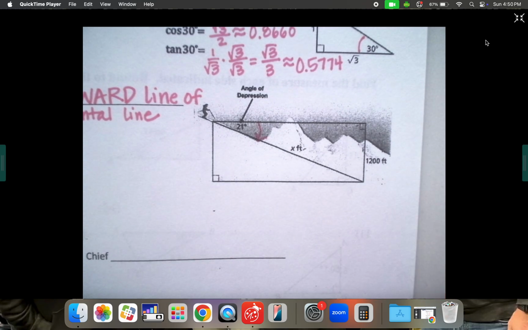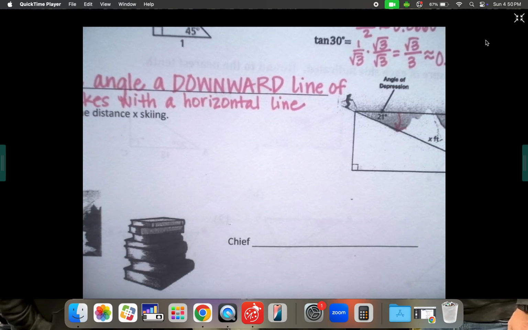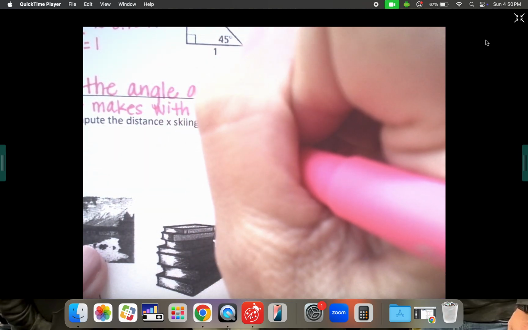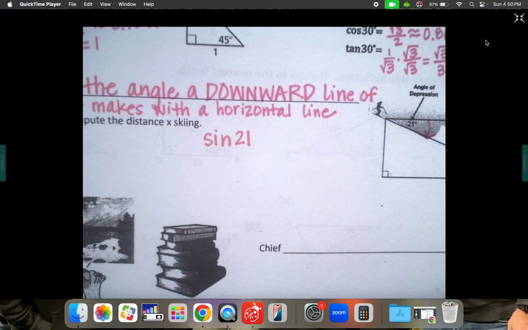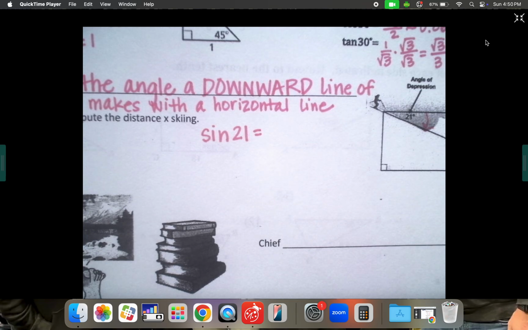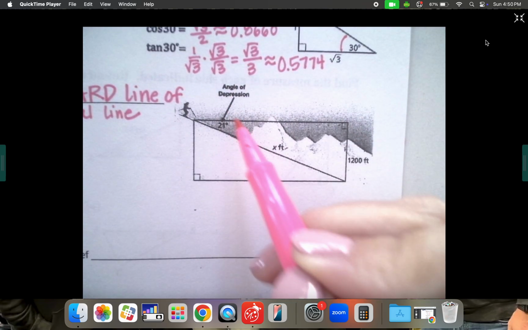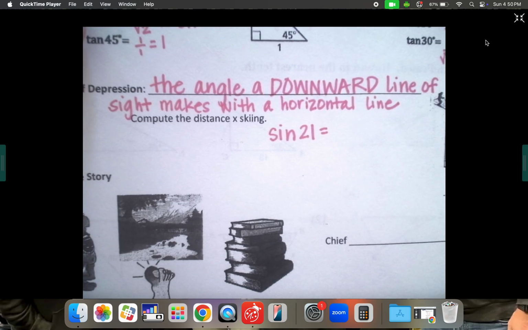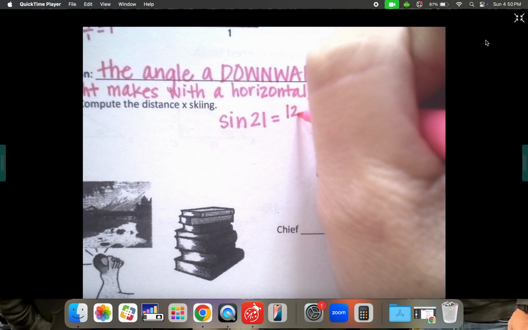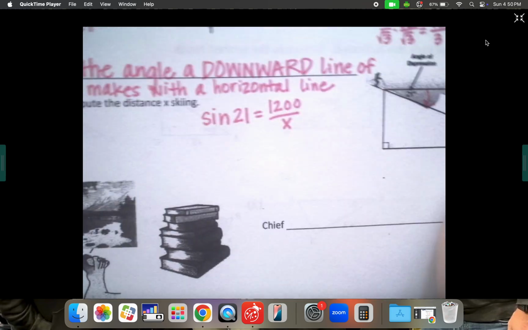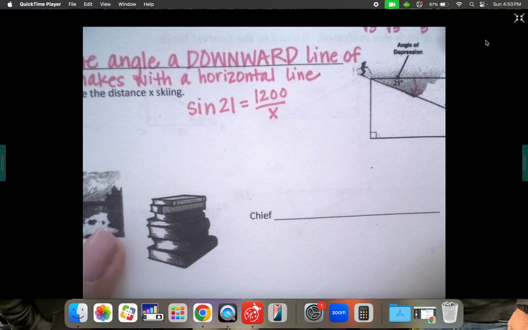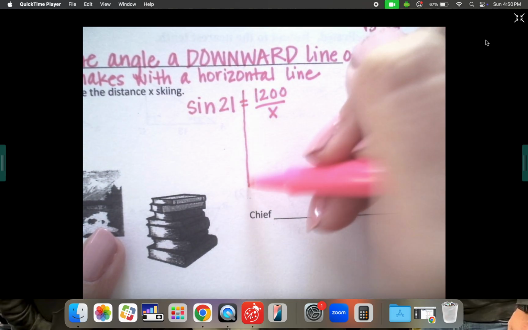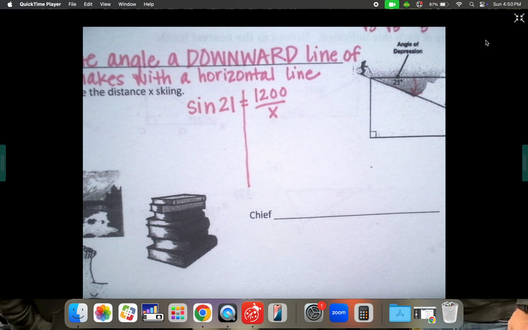So let's choose, doesn't matter. We'll choose sine. We'll do sine of 21 degree angle. Sine 21 equals, and remember that sine is opposite over hypotenuse. So from this angle, the opposite is 1,200 over the hypotenuse is unfortunately x. So we've got 1,200 over x. When x is on the bottom, it just takes an extra step. It's kind of annoying, but it's not difficult.